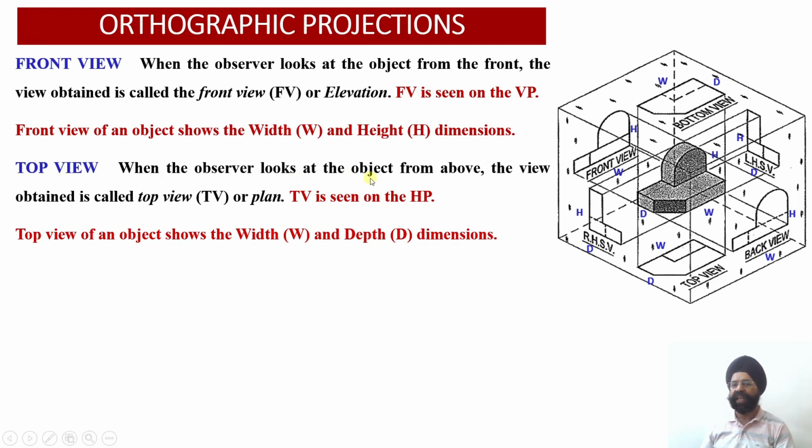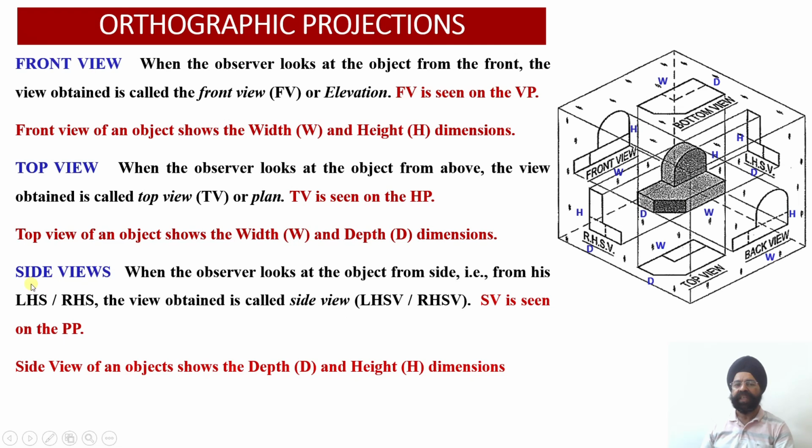When the observer looks at the object from above, the view obtained on the horizontal plane is called the top view or the plan. What dimensions are available in the top view? In the top view, again, we are able to see the width of the object, and besides the width, we are also able to see the depth of the object. So width and depth are the two dimensions available on the top view, which is obtained on the horizontal plane. Then the third view is the side view.